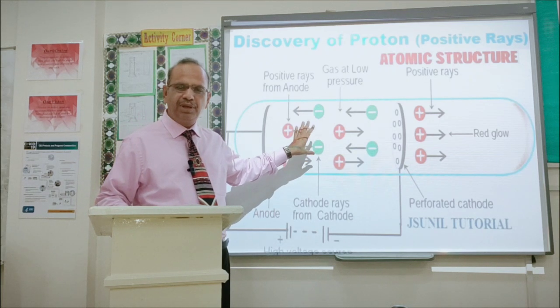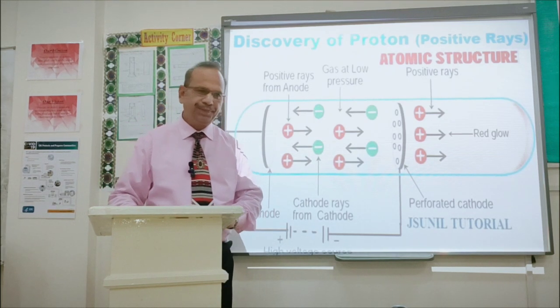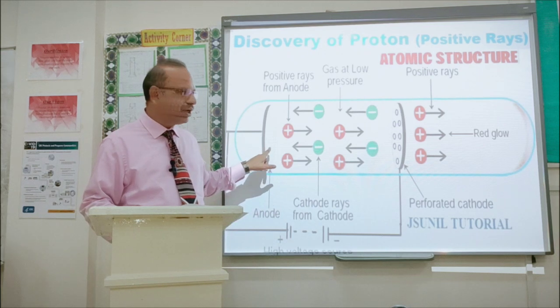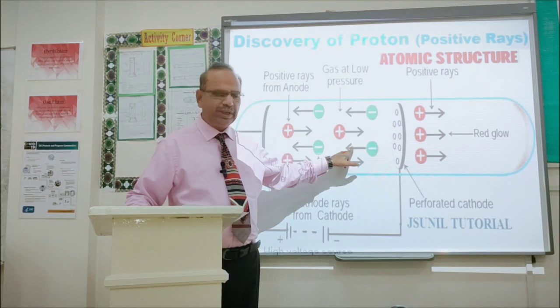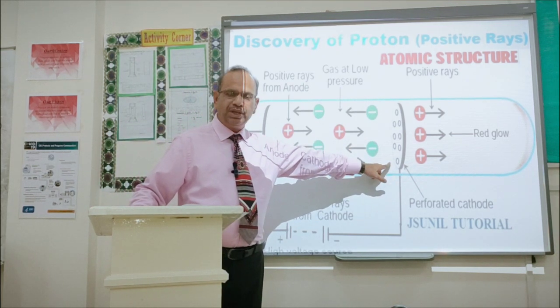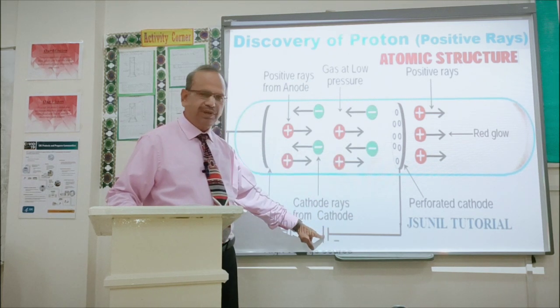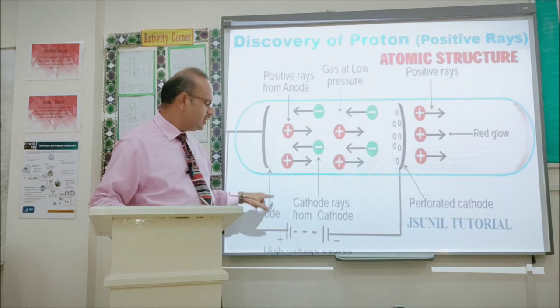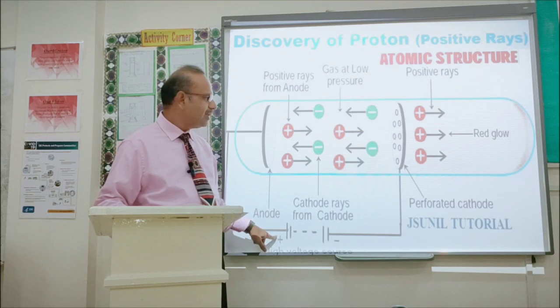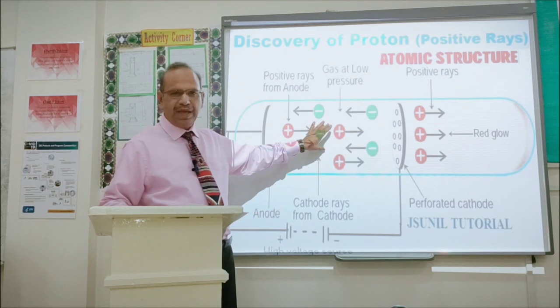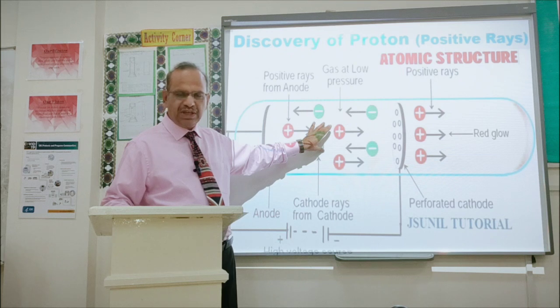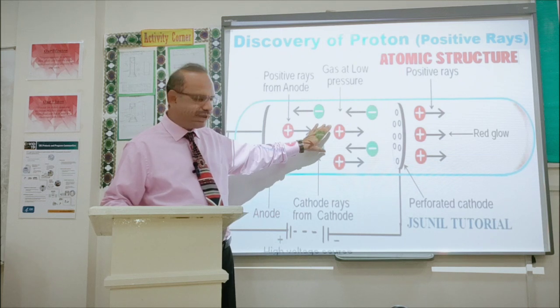experiment, the same glass discharge tube experiment, and used electrodes in it. The cathode is perforated and connected to the negative terminal of the battery. The anode is connected to the positive terminal of the battery. A gas is introduced inside the glass discharge tube at low pressure.